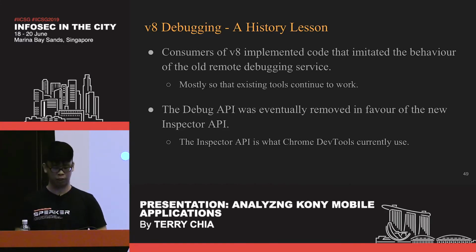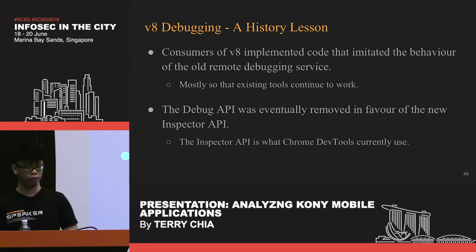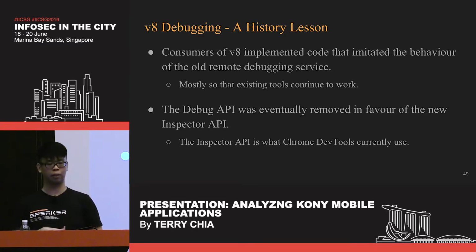So consumers of V8 implemented code that imitated the behavior of the old remote debugging service that was removed. And this was mostly so that your existing debuggers will continue to work. For example, Node.js did something like this, where they implemented some custom code that essentially did what the old debugging service did.